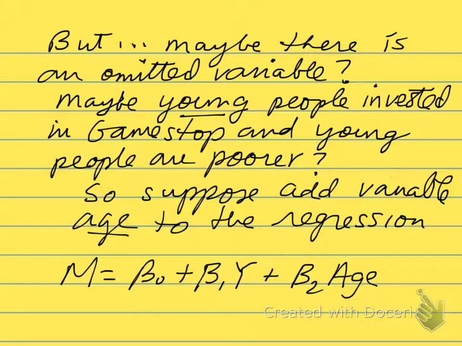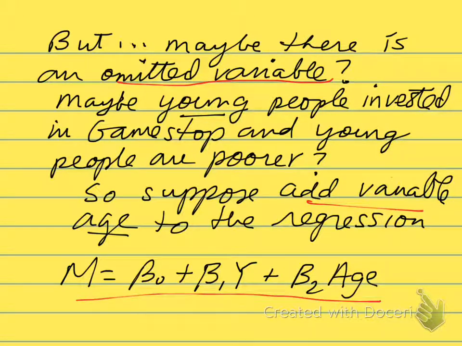Unless we think about this problem and think that, well, gee, it seems like maybe there's an omitted variable, because we know from all the press reports and our own friends and family that maybe it was young people who invested in GameStop. And young people are usually poorer than older people. So we need to add the variable age to the regression.